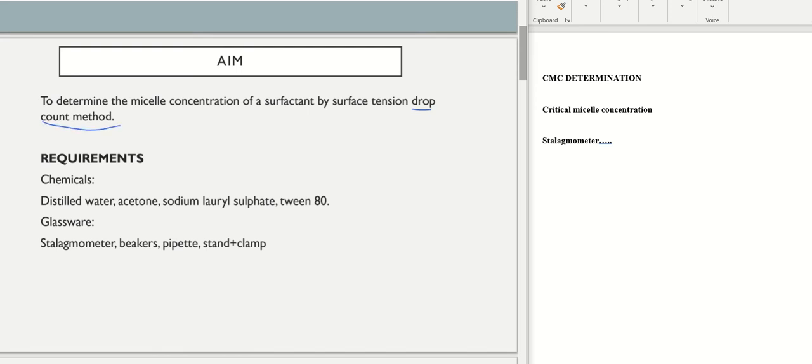Now, to determine the micellar concentration of a surfactant, the most important instrument that we need is the stalagmometer and the surfactant. We'll be considering any two surfactants for comparison. Let's consider sodium lauryl sulfate.